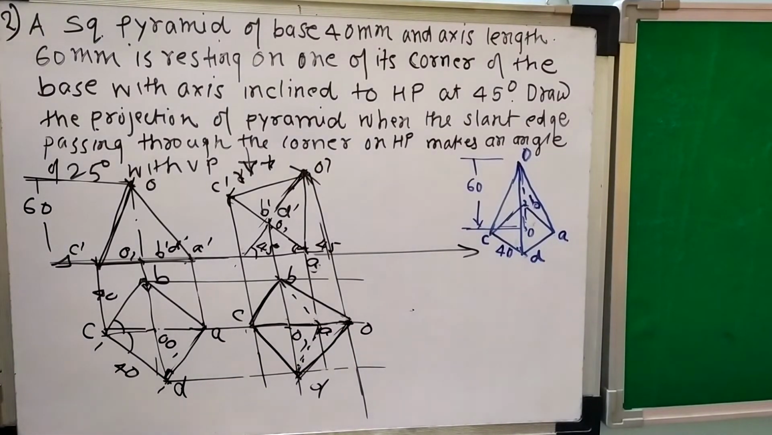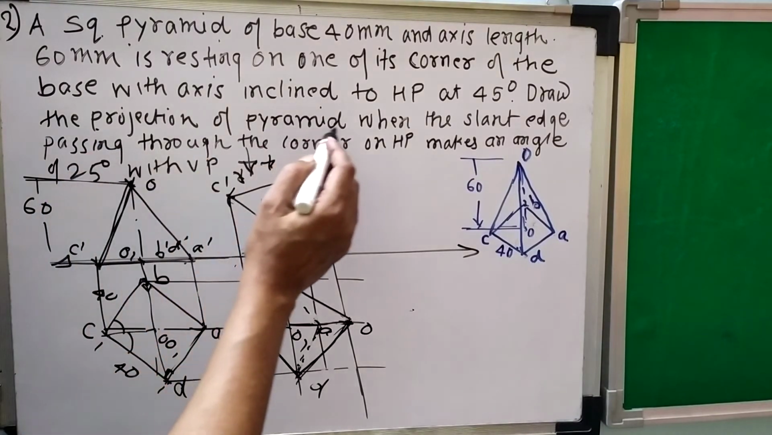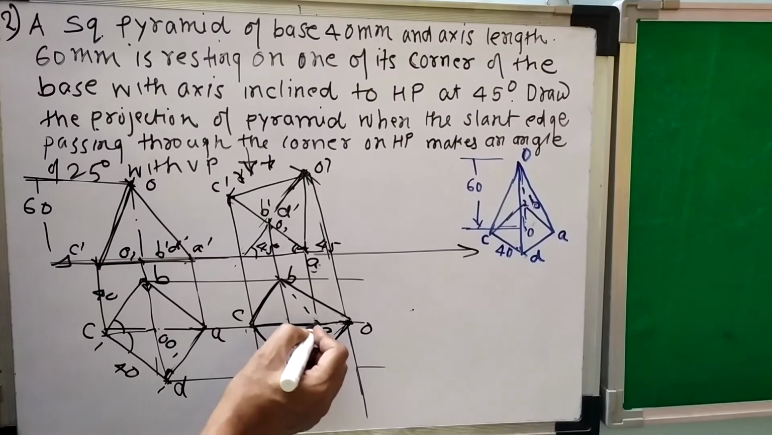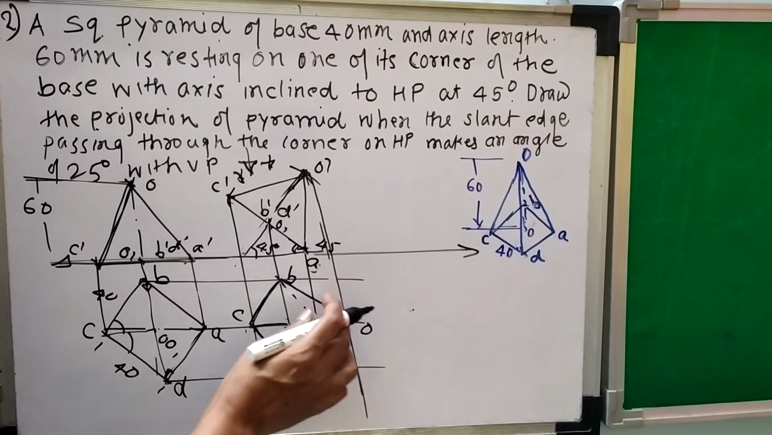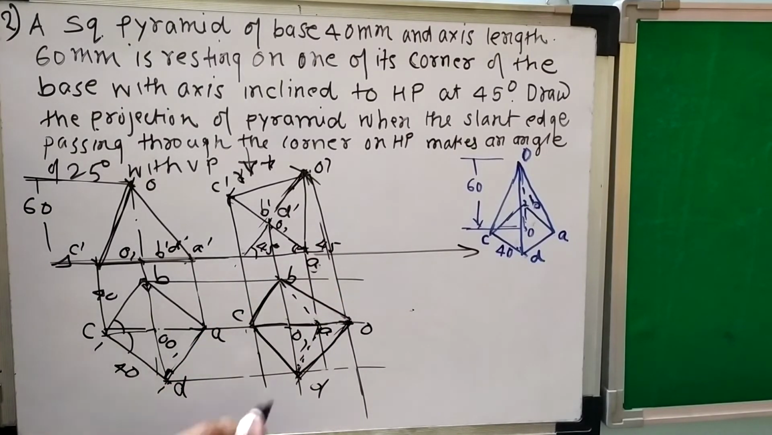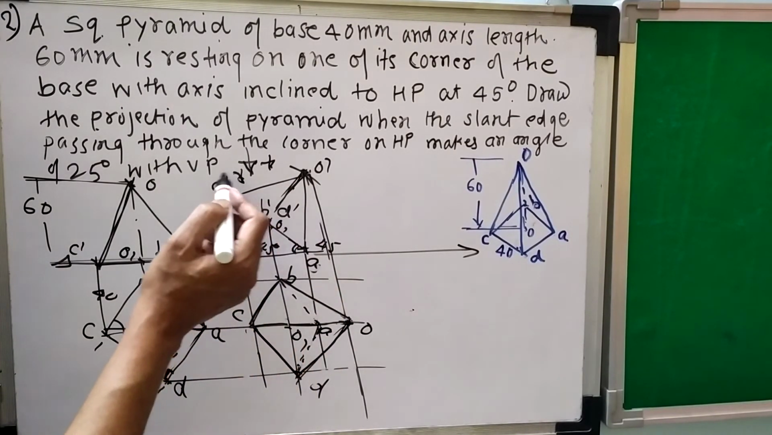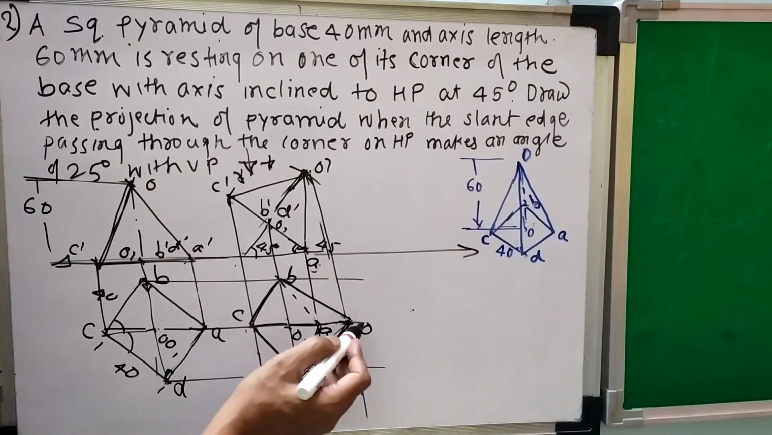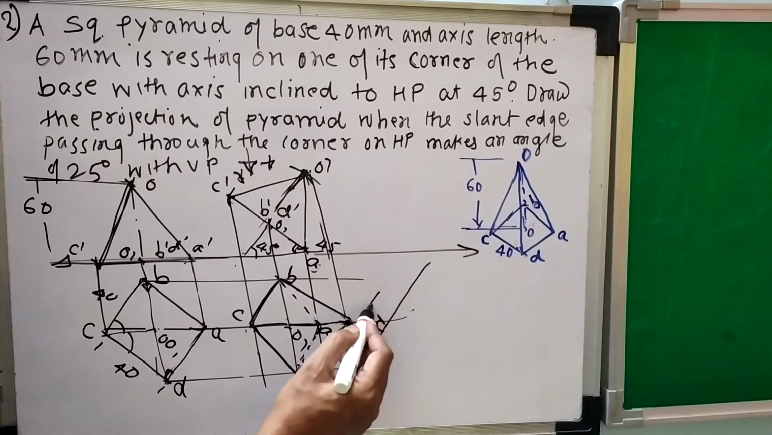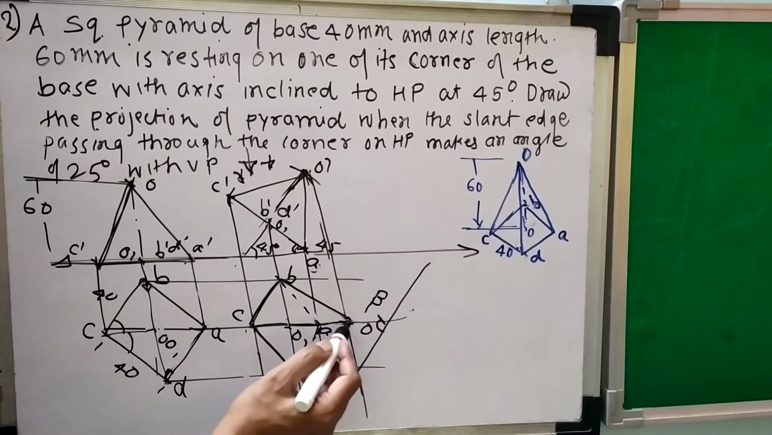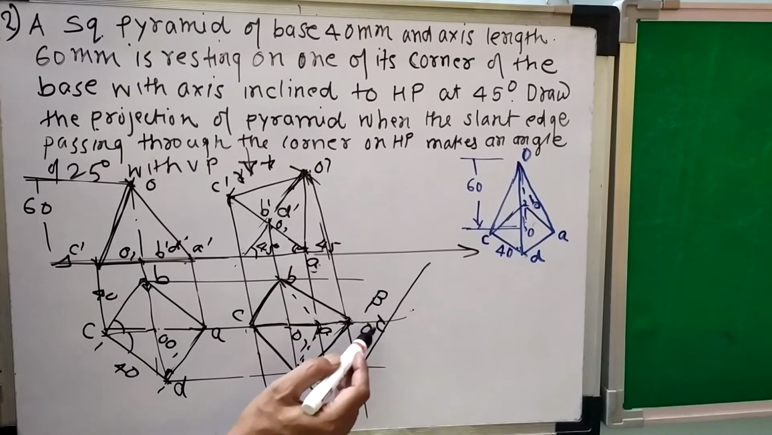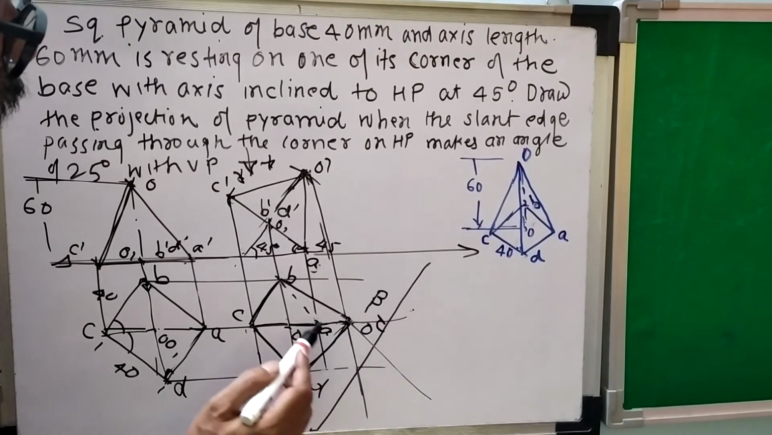And after that, the second condition is when the slant edge is passing through the corner on the HP. So this is the A. So this is the slant edge which is passing through the corner on HP. This slant edge is inclined at an angle of 25 degrees with VP. So I will take an auxiliary plane inclined at beta angle. Why do we have to take the beta angle? Because this is a slant edge, this is an apparent angle. So in this case we have to find out the apparent angle, and then we project this.